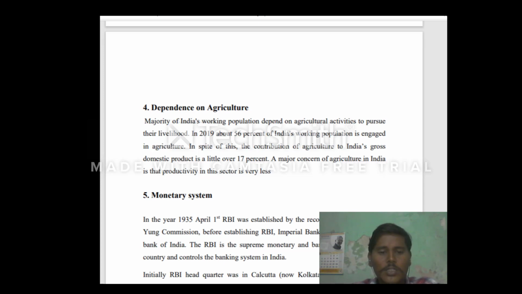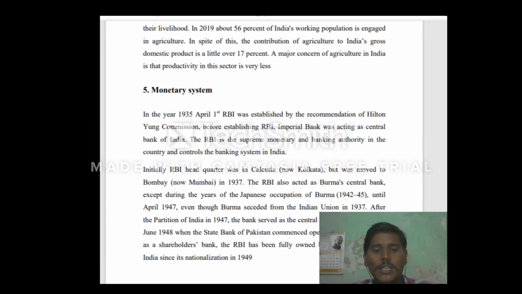Out of that 56%, only 17% of income is generated from the agriculture sector. The contribution of the agriculture sector to our gross domestic product is hardly 17%, whereas the dependency of population is around 56%. So let us understand the monetary system in India, how it works.